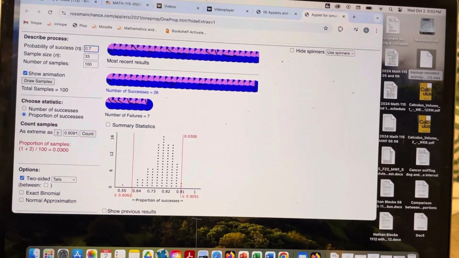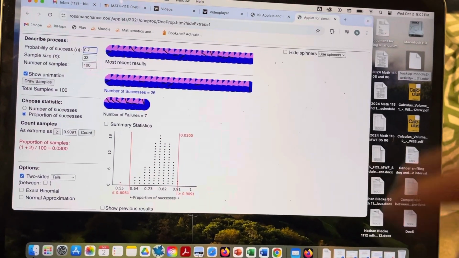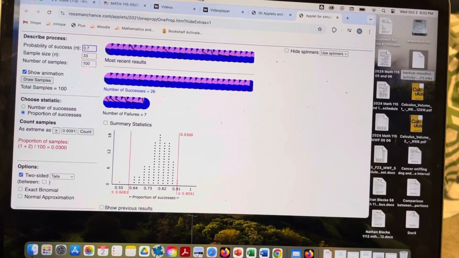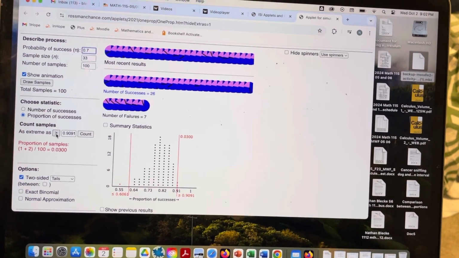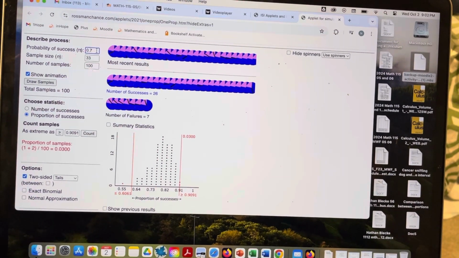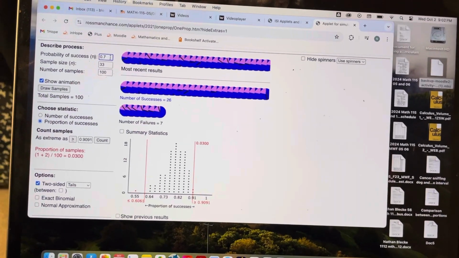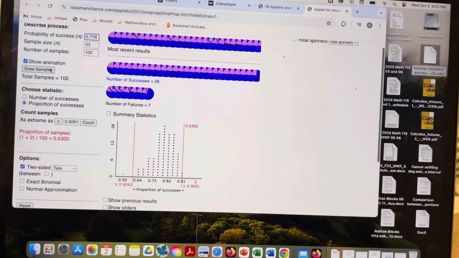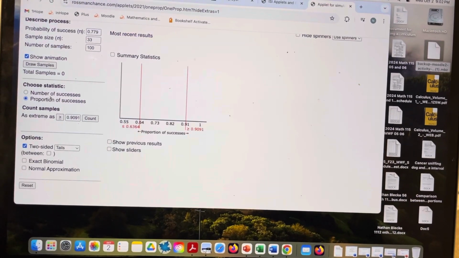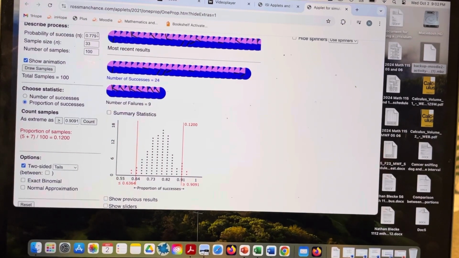I'm trying to just crest that threshold of 0.05 as best as I can, and I'm working on the left-hand side. So I will try 0.779 and see what ends up happening. We're going to reset and draw samples. We're above it again.